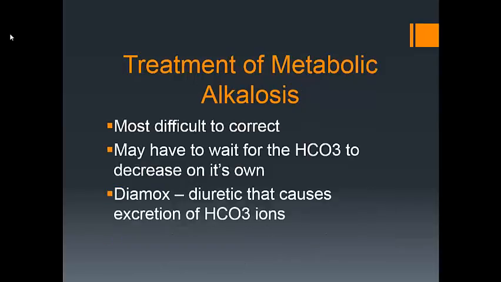Treatment of metabolic alkalosis is the most difficult to correct. You have to wait for the bicarb to decrease on its own. The kidneys take a lot longer to return to normal than the lungs do to normalize. There is a drug called Diamox. It's a diuretic that causes the excretion of bicarbonate ions, and it may be used if the alkalosis is severe enough.